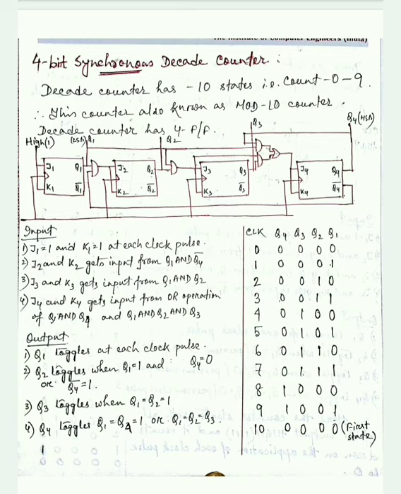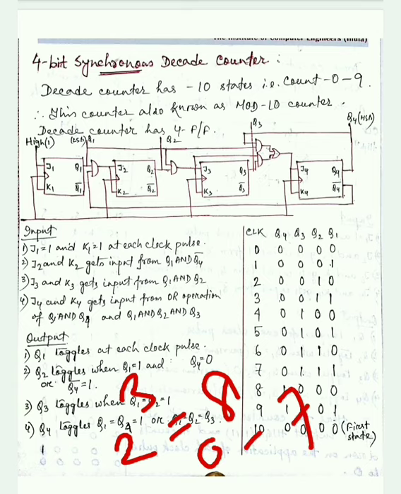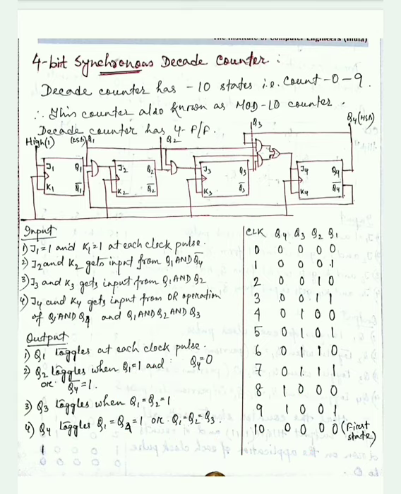Suppose we use 3 flip-flops, then what will be its possible states? If there are 3 flip-flops, then the possible states will be 8. That means it can count from 0 to 7. So 3 flip-flops cannot be used in order to design a decade counter. So obviously our next is 4 flip-flops.